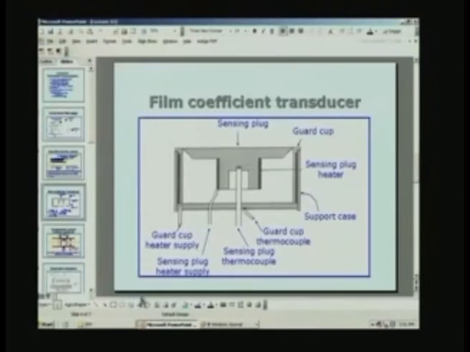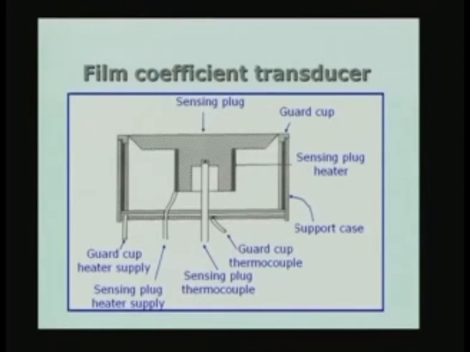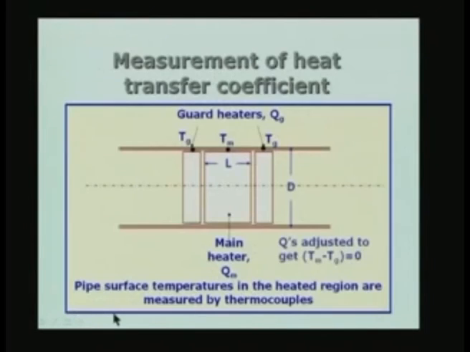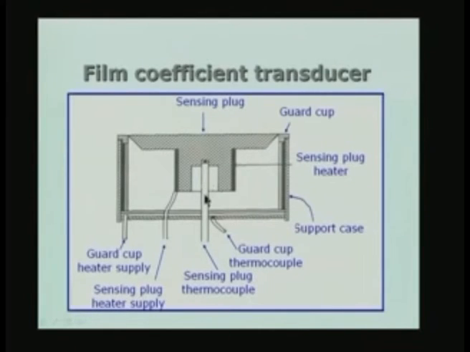A second arrangement which is sometimes useful is again for the measurement of heat transfer coefficient. I use the heater in the form of a cylindrical tube. Anyway, before we come to this case, you notice here that the heat transfer coefficient is measured by actually allowing heat transfer to take place from the sensing plug to the ambient. So, the sensing plug is losing heat to the ambient.